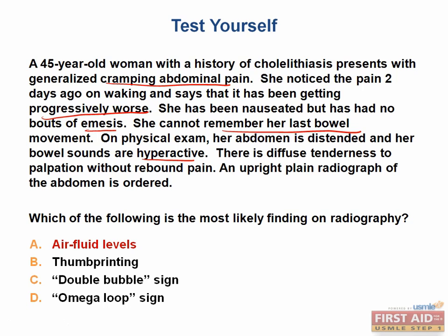The double bubble sign in answer C is normally found on radiographs of patients with duodenal atresia. This is a congenital disease with the failure of the duodenum to recanalize. Remember, duodenal atresia is associated with Down syndrome. This doesn't apply to our patient here. Finally, D, the omega loop sign, is the classic radiographic finding of sigmoid volvulus, not small bowel obstruction. Therefore, again, A is correct with air fluid levels.